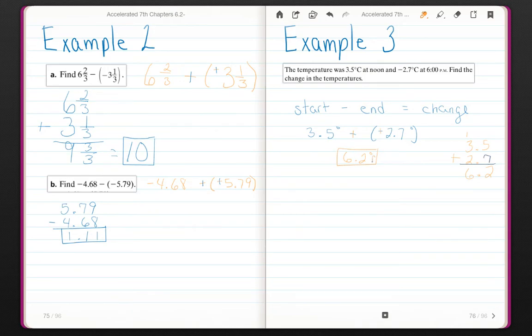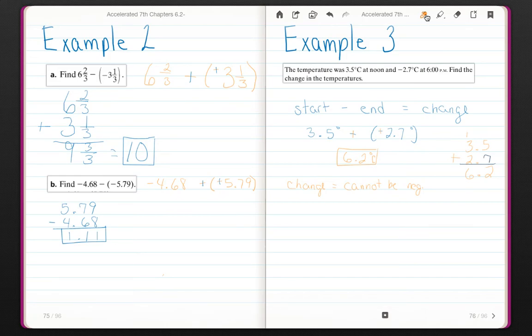Now, does this make sense? So a temperature change, okay, it's kind of like a distance. A change cannot be negative. I can move forwards and I can move backwards, but the distance that I'm traveling is still positive.